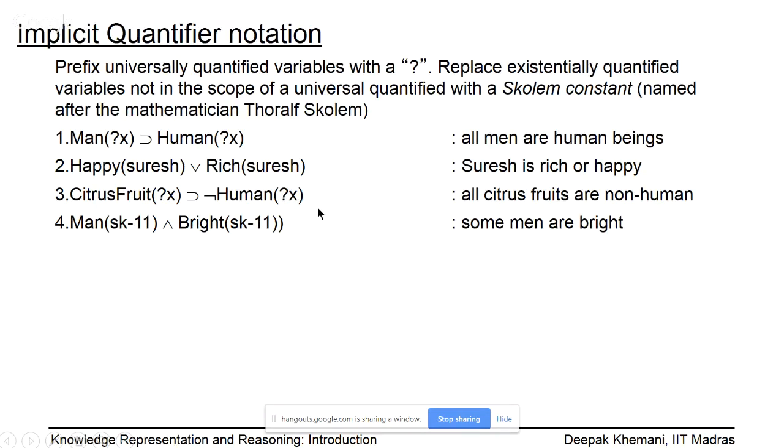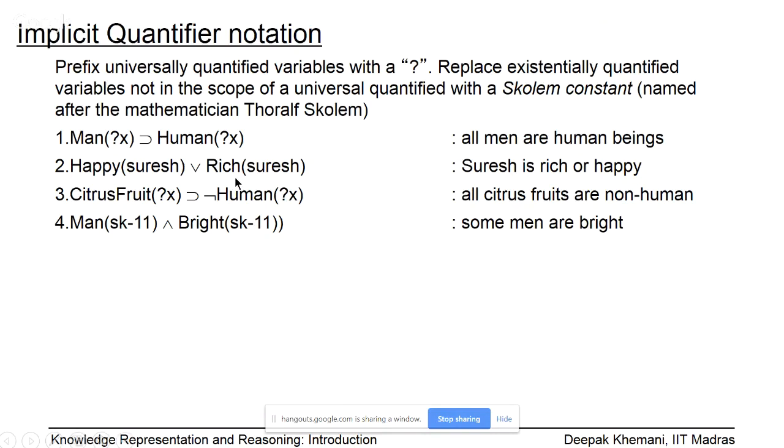So in the implicit quantifier form, we keep only universally quantified variables. So the first statement which says all men are human beings is written as man ?x implies human ?x. So ?x is an implicit form for saying that a variable is universal.